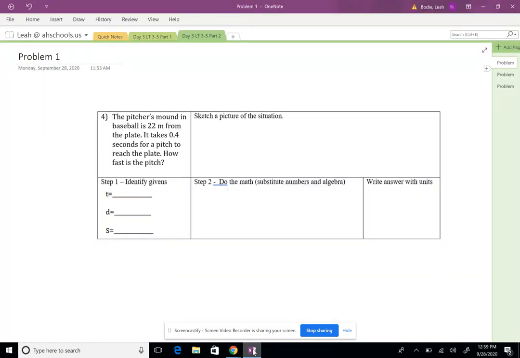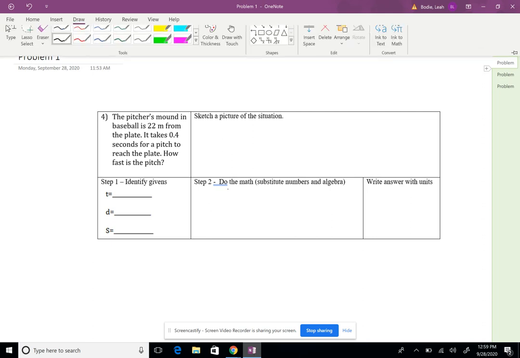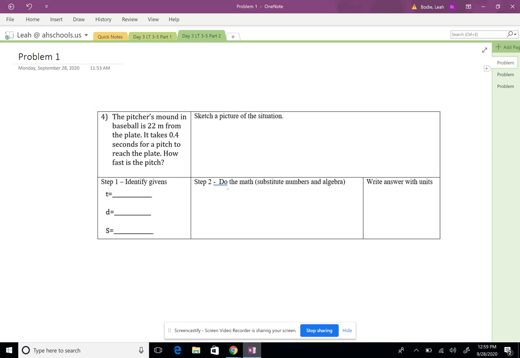All right, so problem number 1. The pitcher's mound in baseball is 22 meters from the plate. It takes 0.4 seconds for a pitch to reach the plate. How fast is the pitch? So we're going to start with drawing our scenario here. So we have our pitcher's mound, and then we have, let's say this is our home plate right there. It's a great home plate and great pitcher's mound, I know. And we'll say that this distance is 22 meters. And the ball, it takes 0.4 seconds to get to the plate.